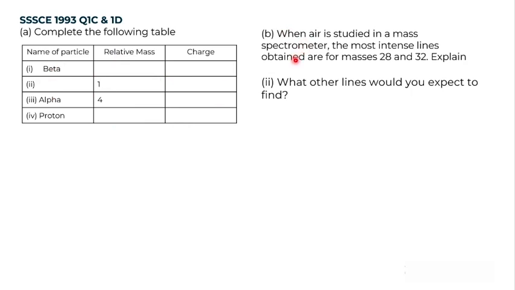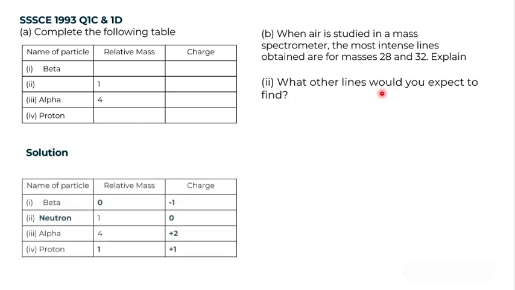Now the B aspect of that question demands that when air is studied in a mass spectrometer, the most intense lines obtained are for masses 28 and 32. We are to explain why it is so. What other lines do we expect to find? Right, so let's go ahead and have a look at the solution for this problem.